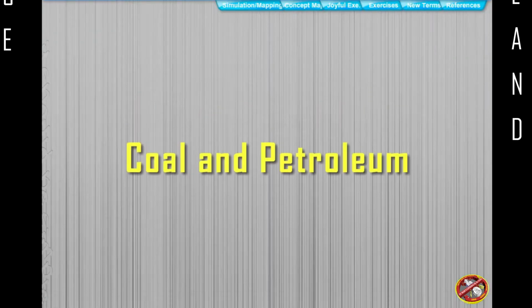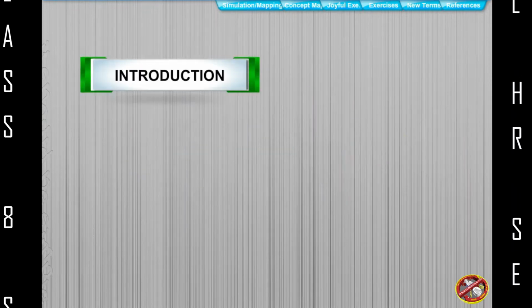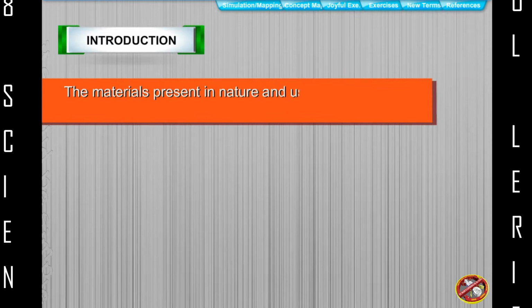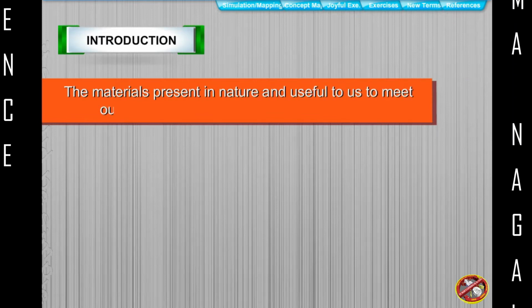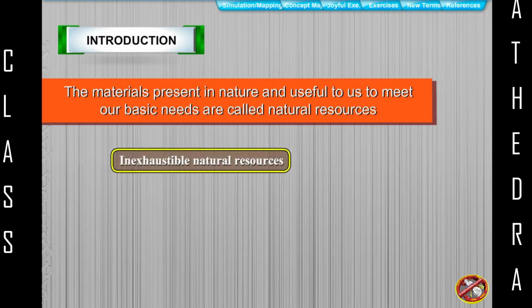Chapter 5, Coal and Petroleum. The materials present in nature and useful to us to meet our basic needs are called natural resources.